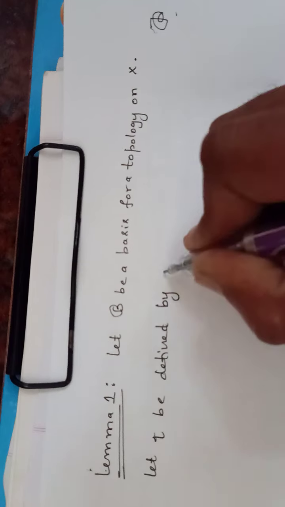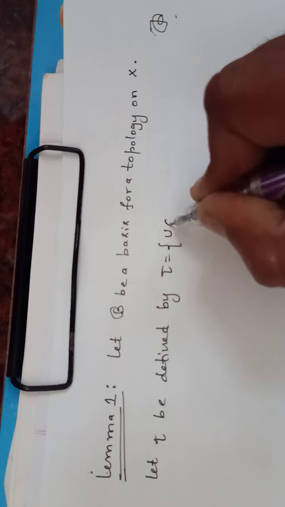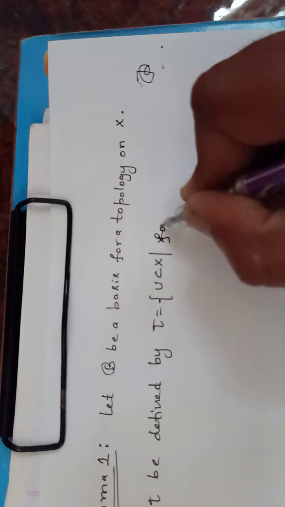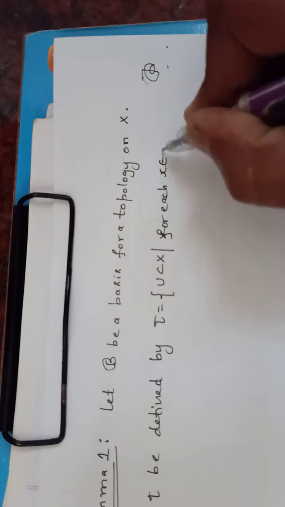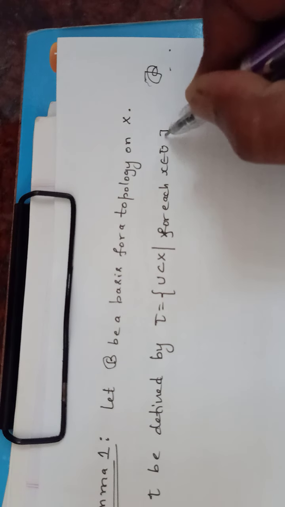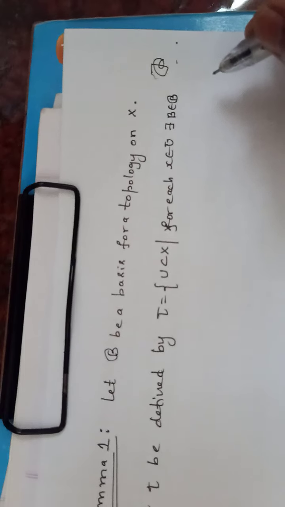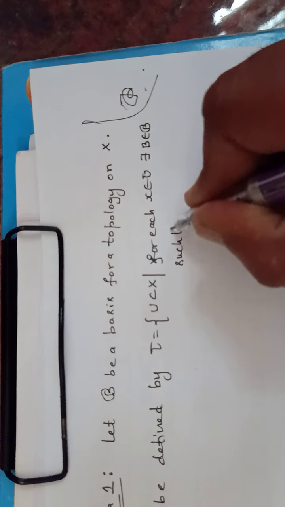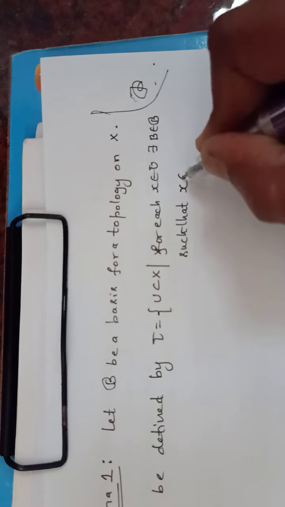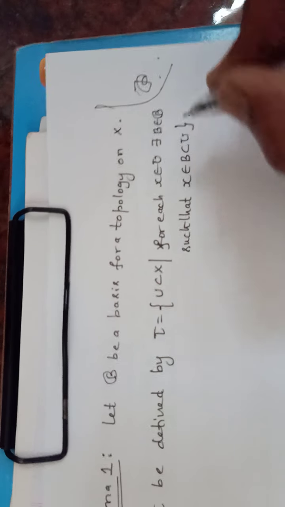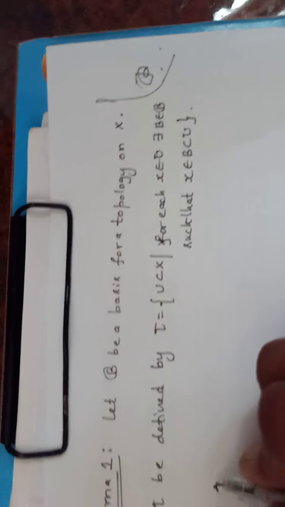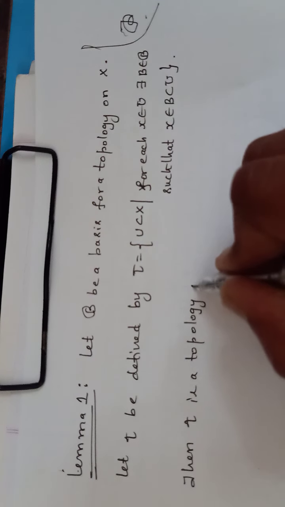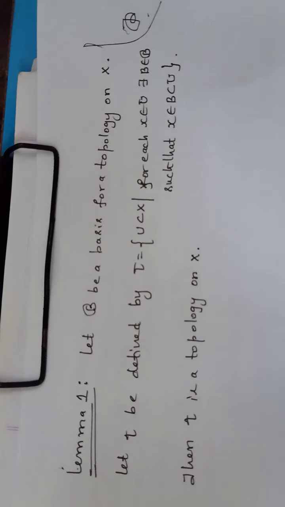Tau is equal to the set of those subsets U of X such that for each x belongs to U, there exists a B belonging to the basis such that x belongs to B, which is contained in U. Then tau is a topology on X. Okay, so this is the statement.